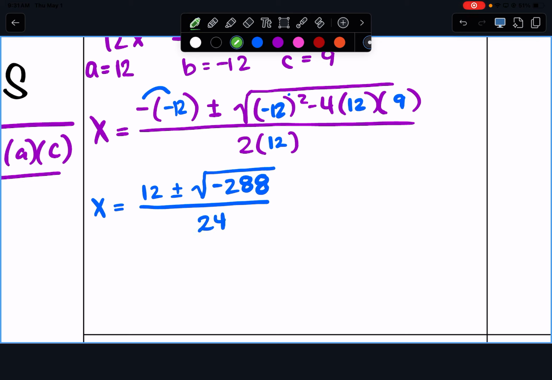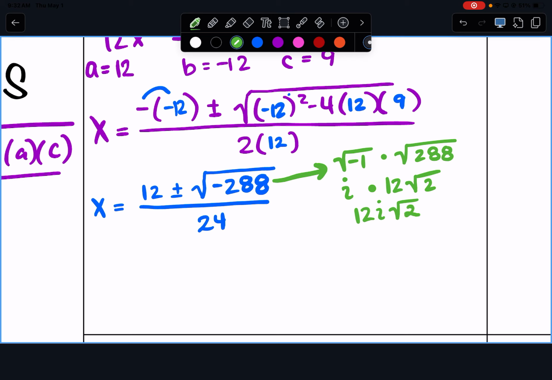So from here, we are going to take and simplify that square root. We have the negative part times 288. What's the square root of negative 1? Use your calculator to simplify the square root of 288. 12 root 2. And so whenever we go to combine those, we get 12I root 2. So we get x is equal to 12 plus or minus 12I root 2 divided by 24.